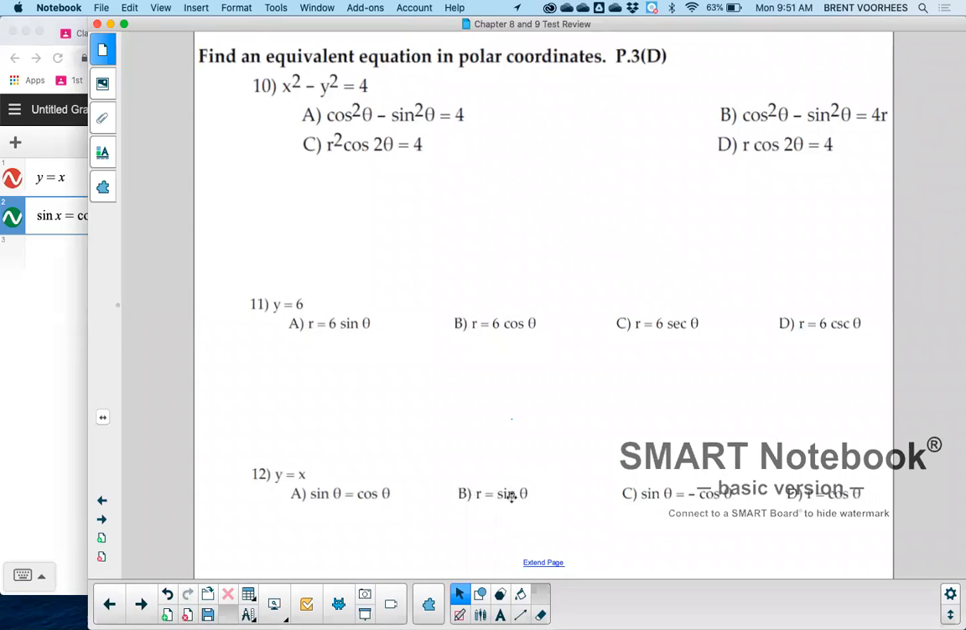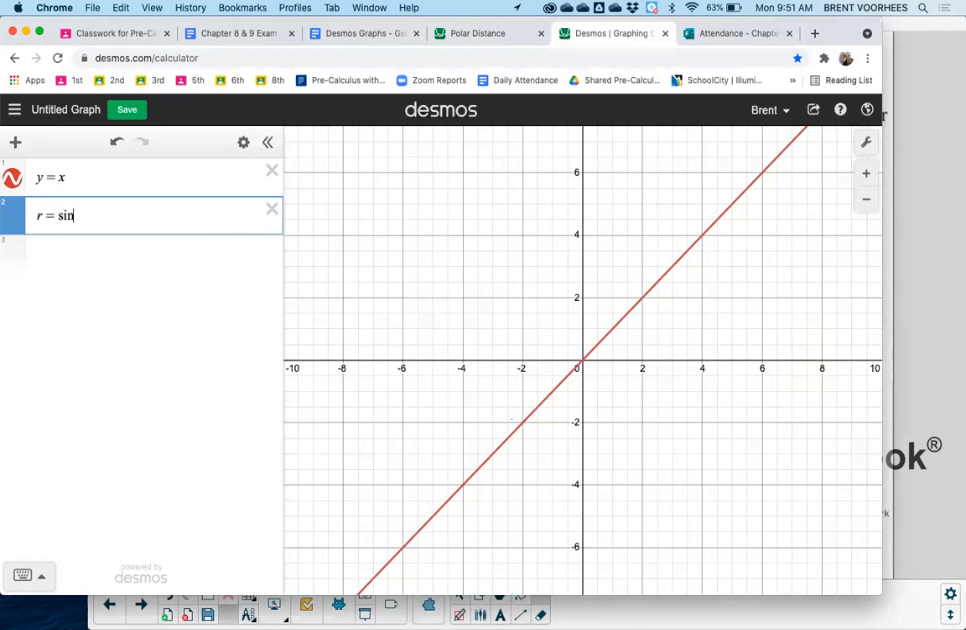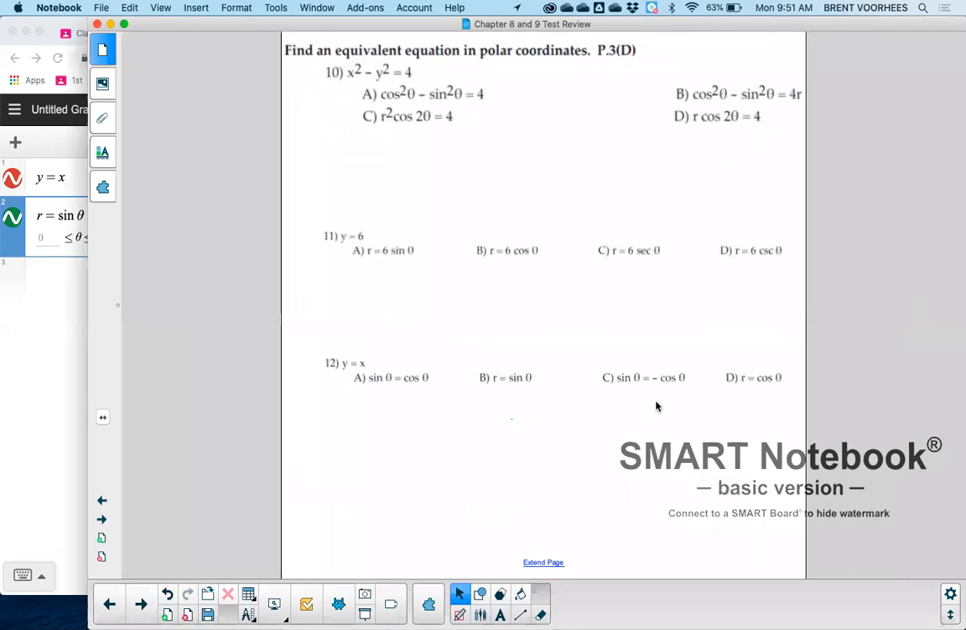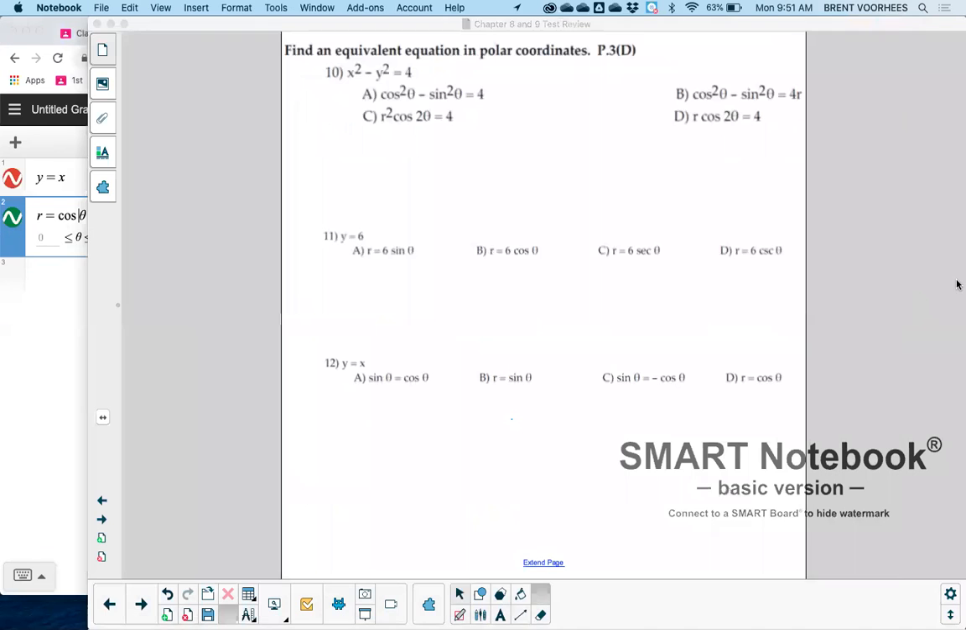R equals sine theta. I think we just saw that over here. That's not going to be it. That's not it. Yeah, we saw that one. Let me extend it. So it's one of these two. Let's try r equals cosine theta. Since it has the r, that'll graph easier. It's not it. So by process of elimination, it's looking like it might be this one.